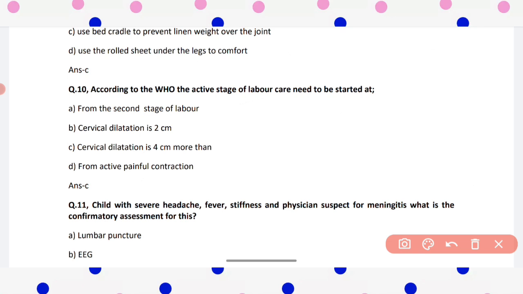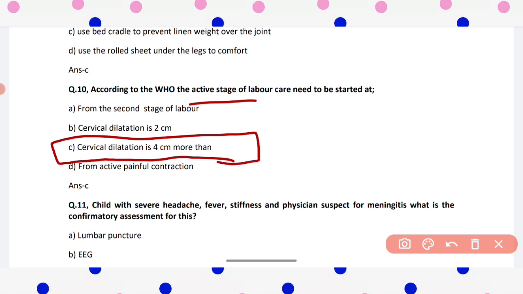Okay, so you have to consider these 3 points. In active phase, cervical dilatation is 4 to 7, right? So here, which is the exact answer, which is near to the active stage? The cervical dilatation is 4 centimeter or more than 4 centimeter. That's why we selected option C. Fine.